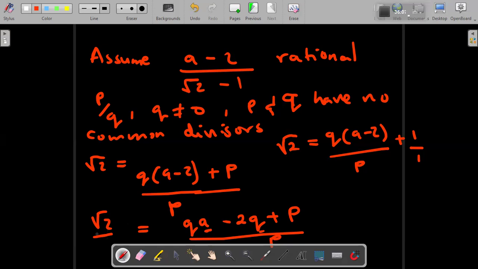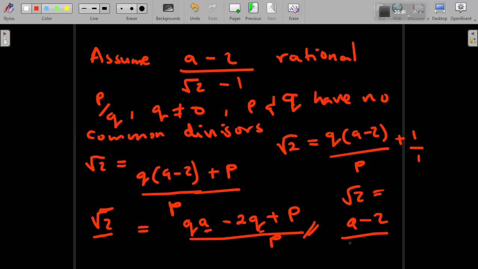So that contradicts, it means that root of 2 cannot equal the right side. For this to hold, that root of 2 is irrational, it means that even the right side must be irrational. So if the right side is irrational, then it means that a minus 2 over root 2 minus 1 is also irrational. So then this is the end of my proof. All right, so that's how you conclude.